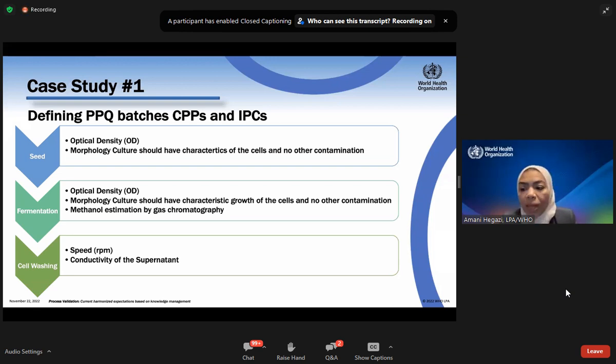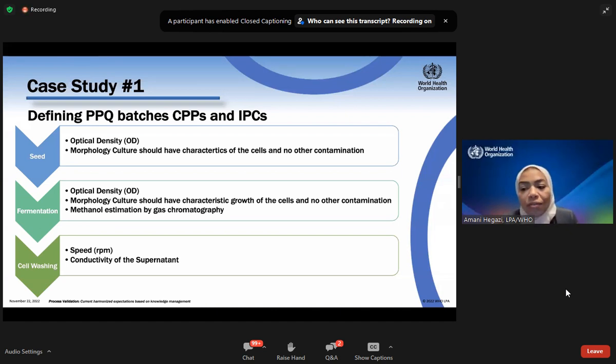And methanol in this step is used for the antigen expression. So the optimal concentration of the methanol is a critical process parameter, and hence, as long as the methanol concentration is one of the critical process parameters, one of the critical in-process controls should be the methanol estimation by the gas chromatography.